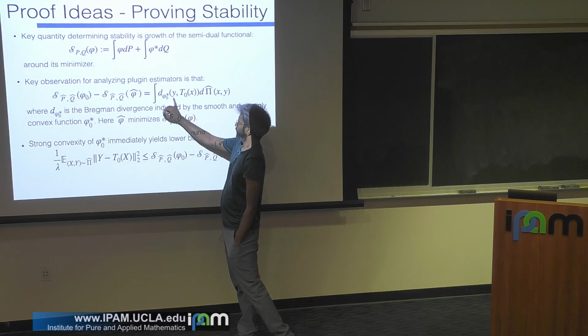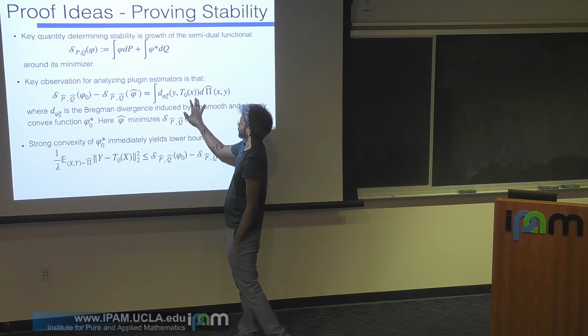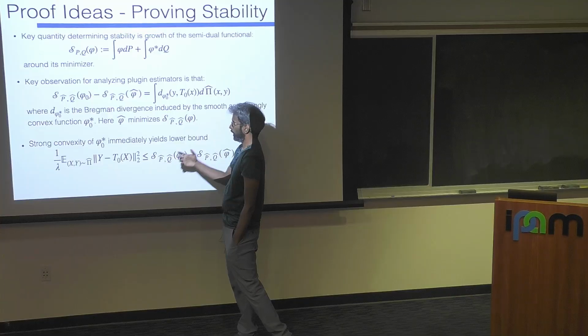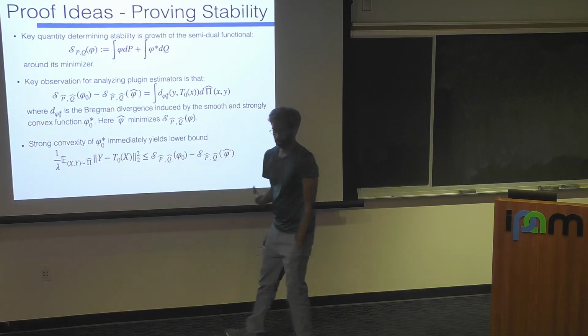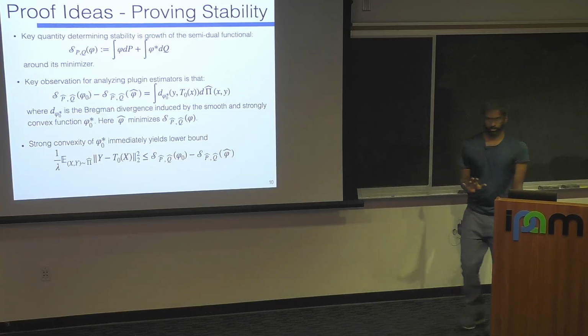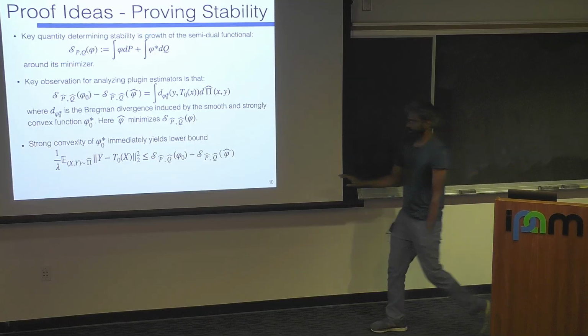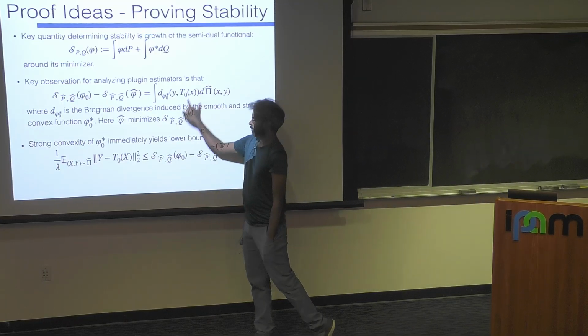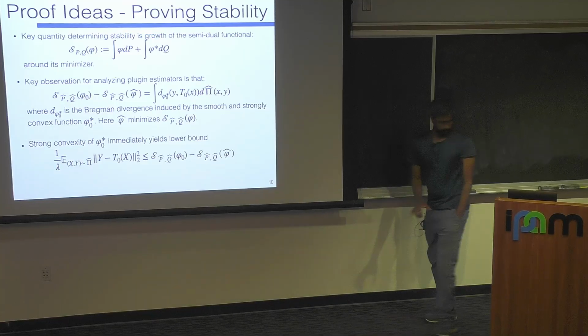That's exactly what the curvature condition is telling you. You can pointwise lower bound this by |y − t0(x)|², and then you take an average with respect to pi hat. Everyone okay so far? This is maybe nothing interesting. I'm just saying this Bregman divergence can be lower bounded by this quadratic quantity.